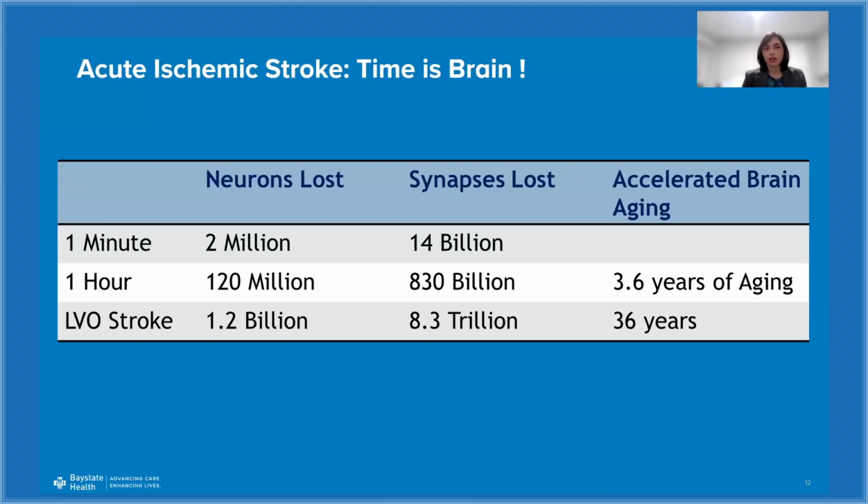If there is an hour where you're losing in terms of treatment, you can lose about 120 million neurons, 830 billion synapses, and that can potentially lead to an accelerated aging by about 3.6 years. We'll go into more details about what a large vessel occlusion is, but these are big strokes. And in those situations, you can potentially lose up to 36 years in terms of accelerated aging.